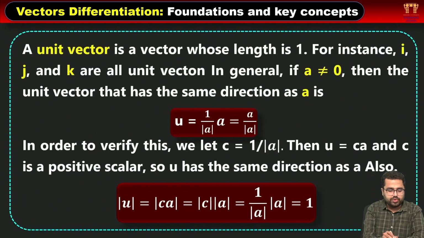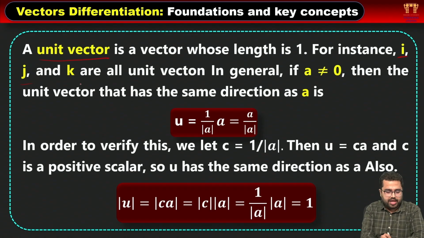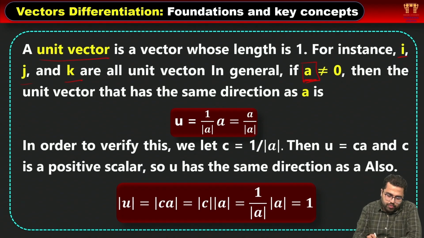Now we see what a unit vector is. A unit vector is a vector whose length is 1. So for instance, the vectors i, j and k are all examples of unit vectors. Suppose you are given any general non-zero vector a, you can find a unit vector in the direction of vector a. How can you find it? Simply you have to divide.